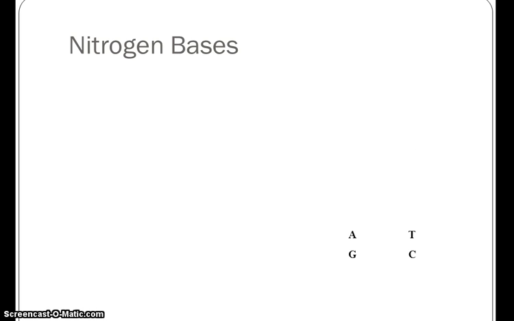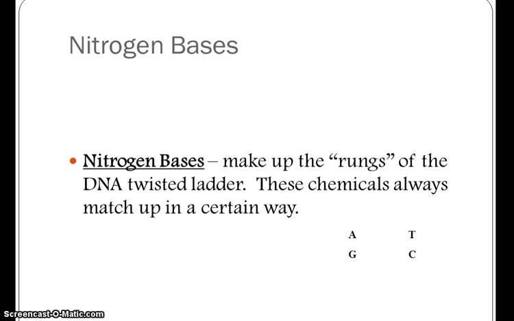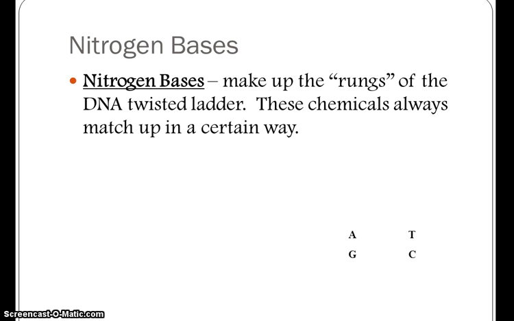The nitrogen bases are the rungs of the ladder. So that is where you see all the little steps on the ladder that make up the DNA molecule. Nitrogen bases are going to help form our proteins, and they also make the parts of the DNA. Well, they're not actually going to form our proteins. They're going to tell our proteins how to be made, is more accurate.